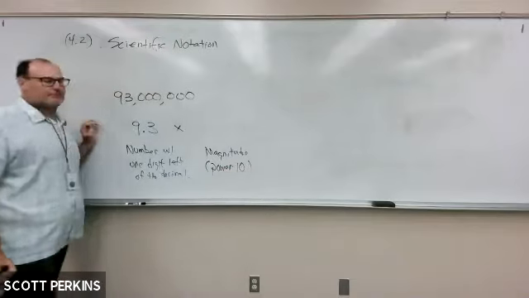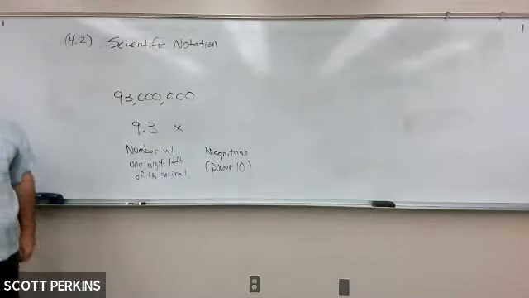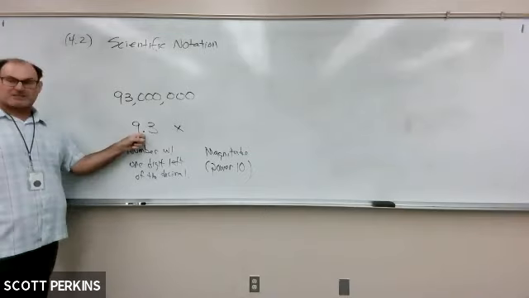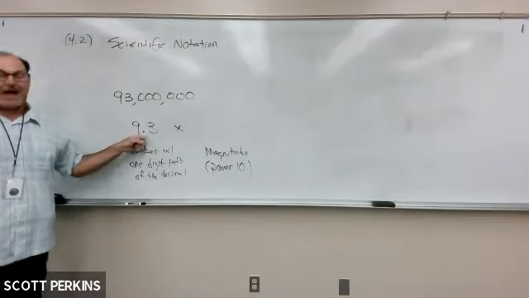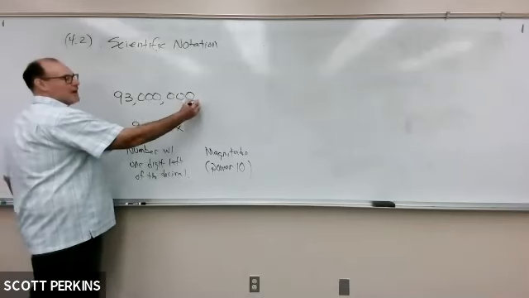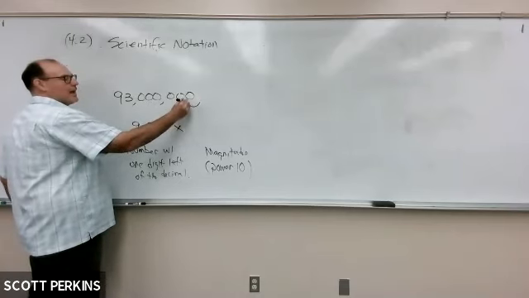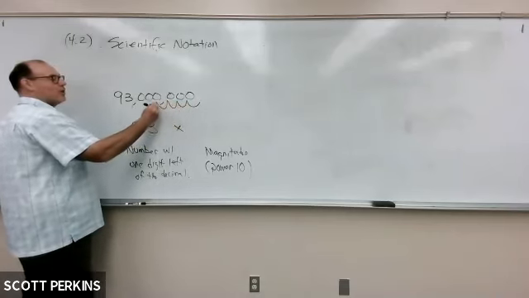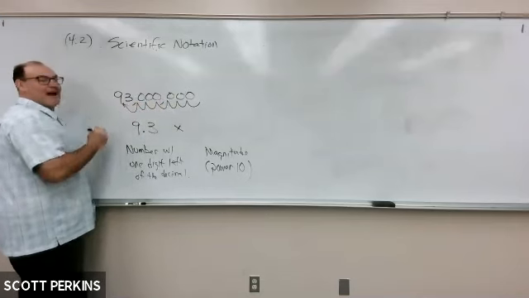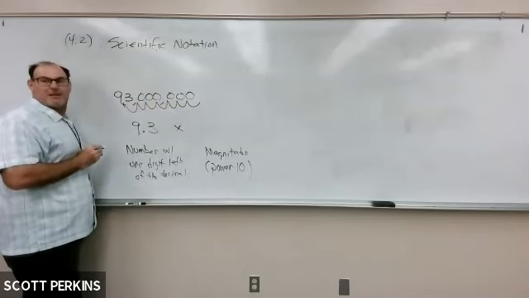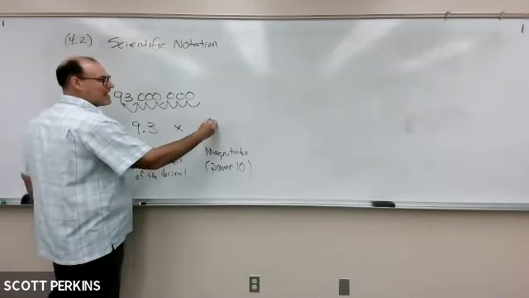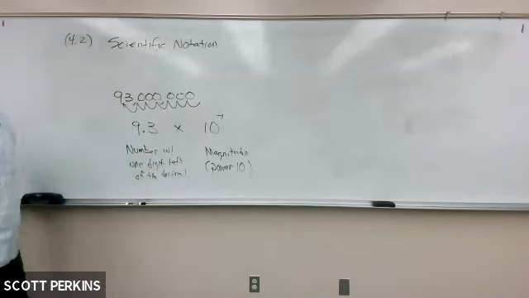How many places did you move the decimal to get to its new place? So I moved the decimal to behind the 9. So here's what I'm going to do. I'm going to count. And so here we go. We go 1 power of 10, 2, 3, 4, 5, 6, 7. I moved that decimal place 7 powers of 10. So it's going to be 10 to the 7th power over here.